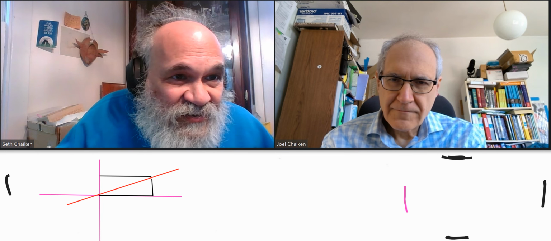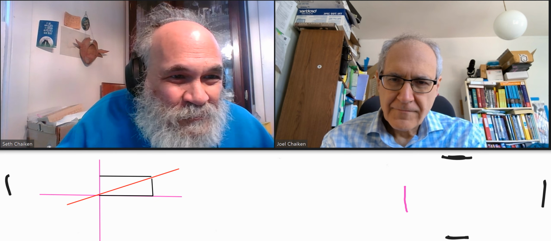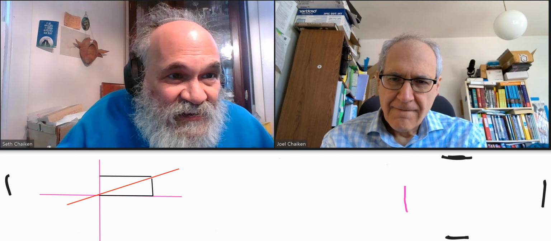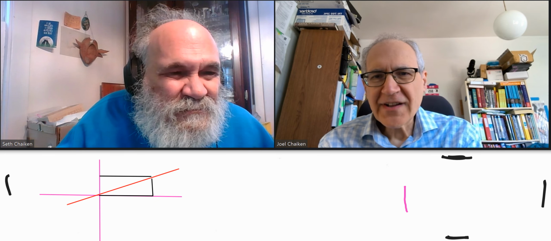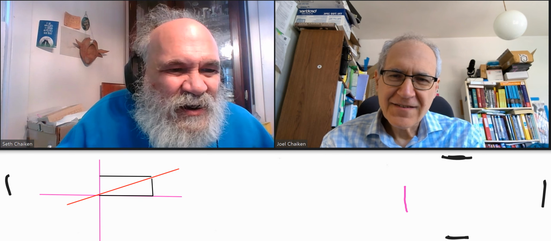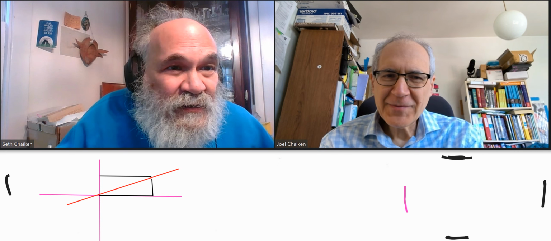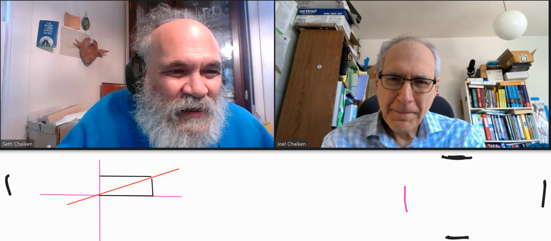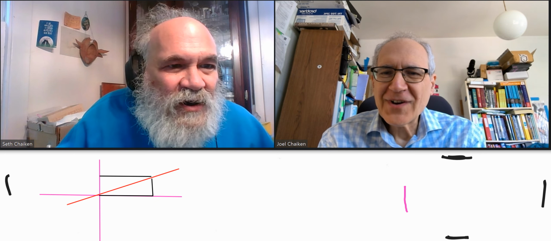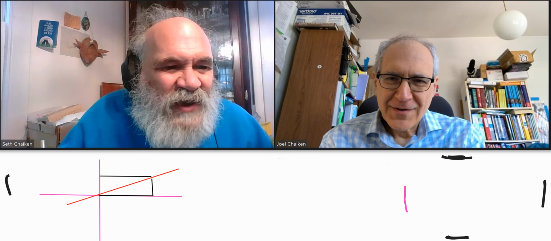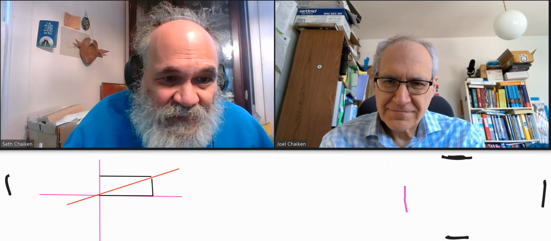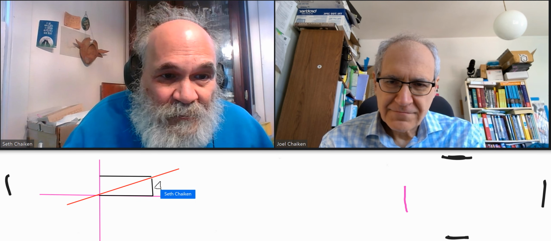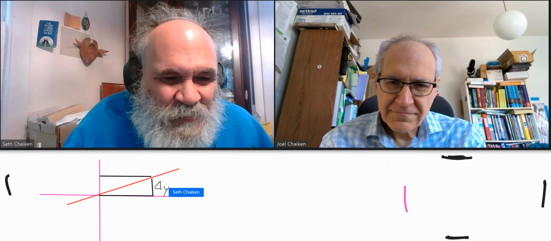Let's label two of the sides of the rectangle. Just draw it, don't be fancy. Okay, got it. So now I'm going to write a couple of symbols for the lengths of the sides of the rectangle.